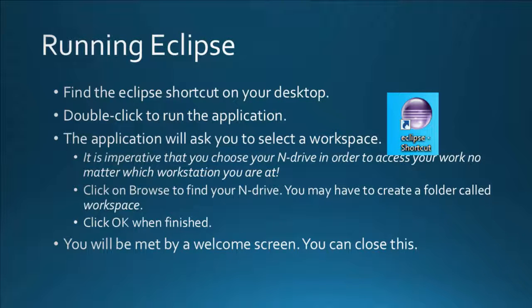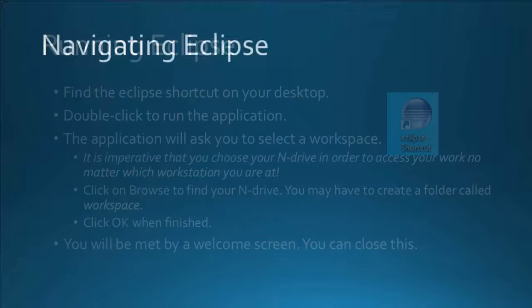Because how many times have you been at a computer and all of a sudden the computer blue screens? If you had saved it on your C drive, you're going to lose that. So we're going to make sure that we save that on our N drive. So if one computer goes down, we can just move and resume work. Click on Browse to find your N drive. You have to create a folder called Workspace. Click OK, and then you will be met by a welcome screen. You can close this. Again, if you watched the software video, you've already seen this step.